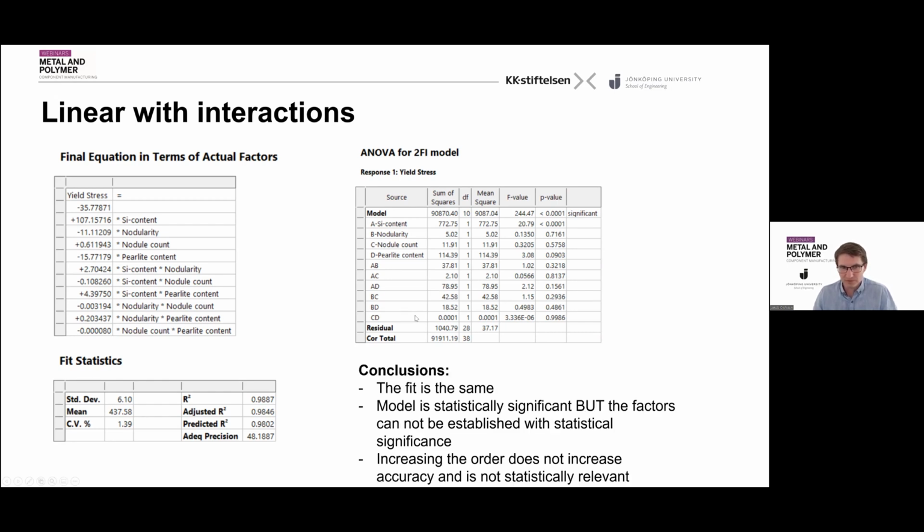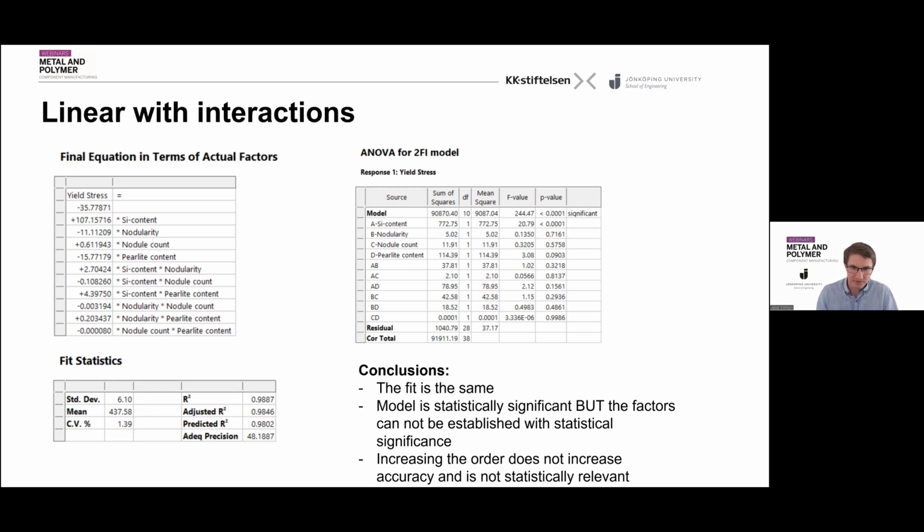So the conclusion from adding this: the fit is the same, and still the model is statistically significant, but the factors, there's no way we can establish them with significance. We're not sure of them at all. So the conclusion we can see is that increasing the order of the model does not increase accuracy, and we are now not more statistically relevant than we were before.